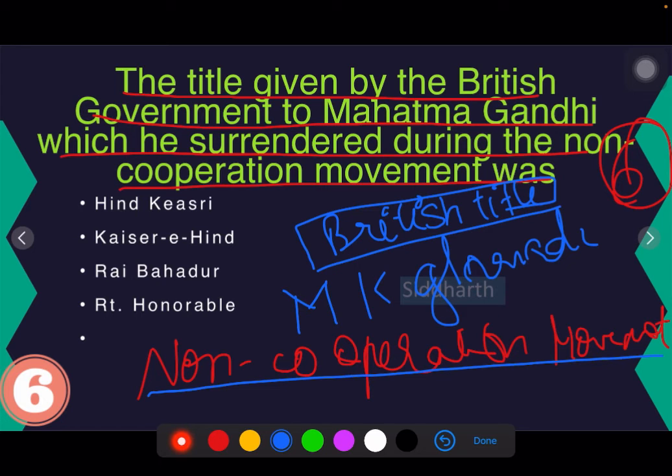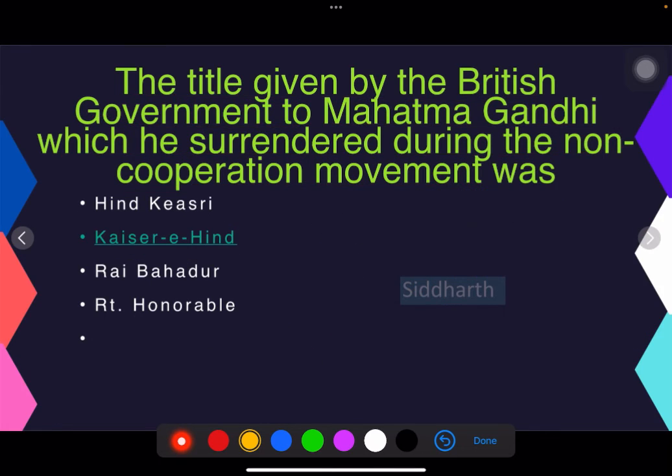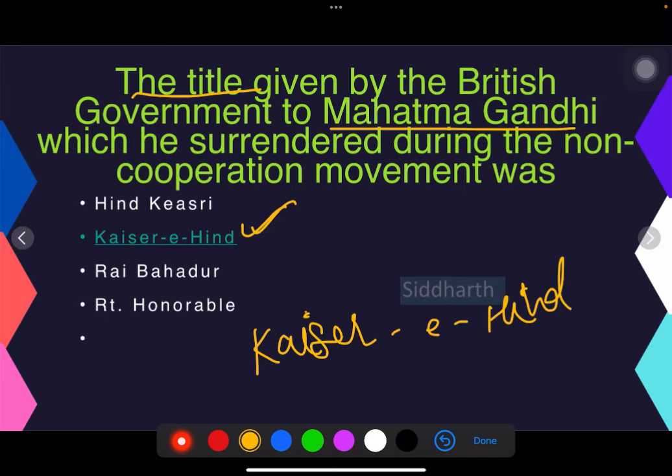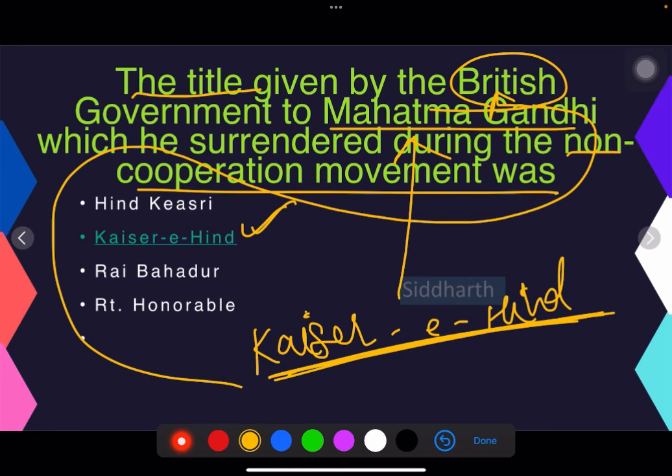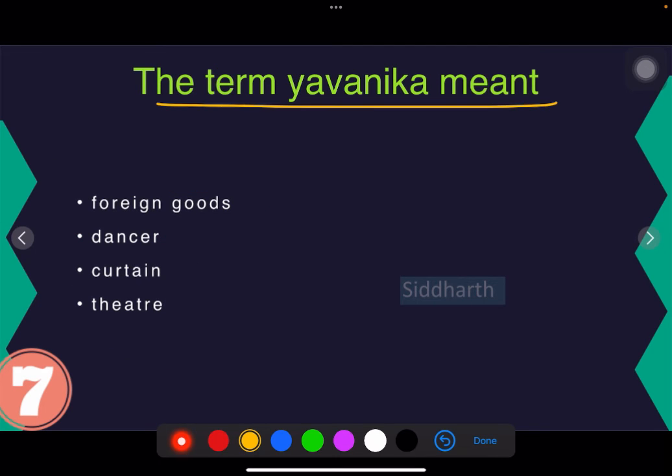Okay. I hope the time's up. So the correct answer is Kaiser-i-Hind. Mahatma Gandhi was given the title called Kaiser-i-Hind by the British government during the non-cooperation movement.